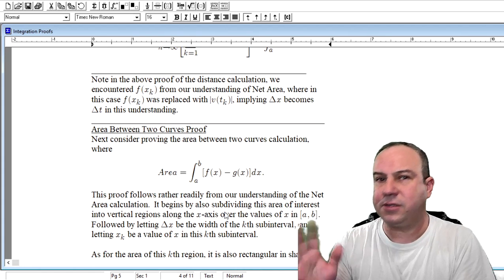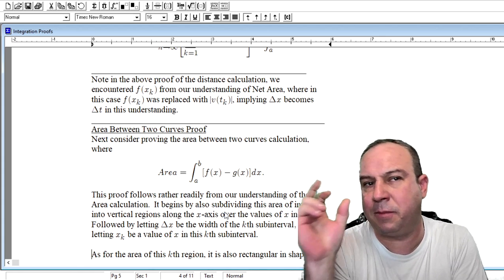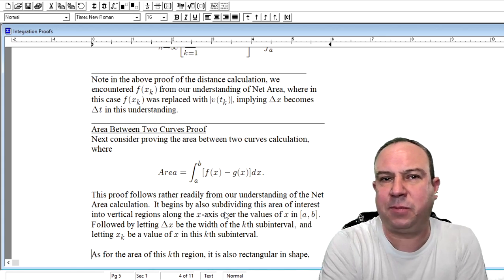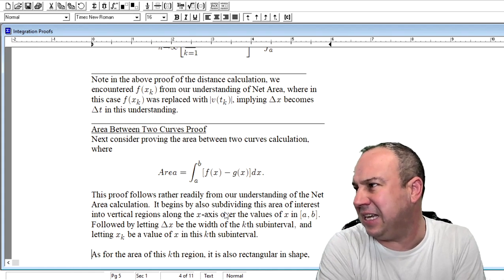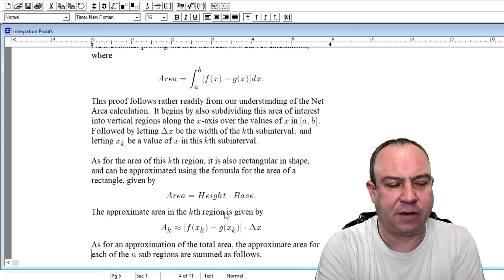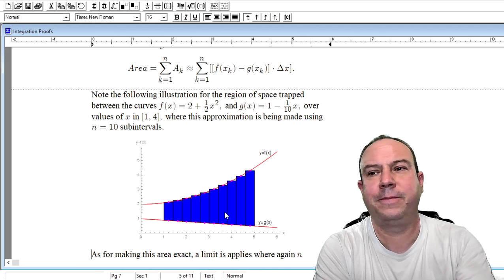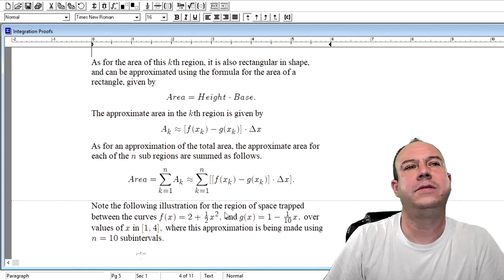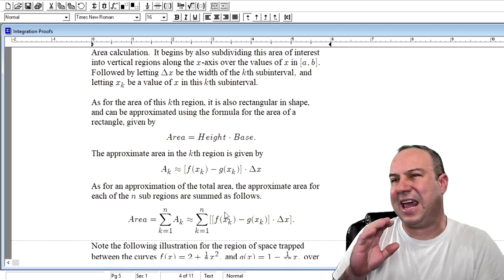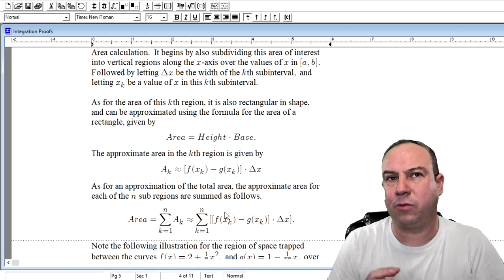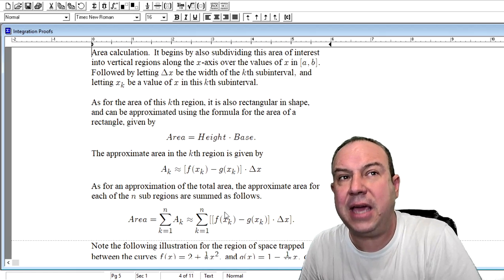It also begins by subdividing the interval along the x-axis from a to b into n subintervals, where we let delta x be the width of the kth subinterval, and we let x sub k be a value of x in that kth subinterval. As for the area of this kth region, we also notice it is rectangular in shape.